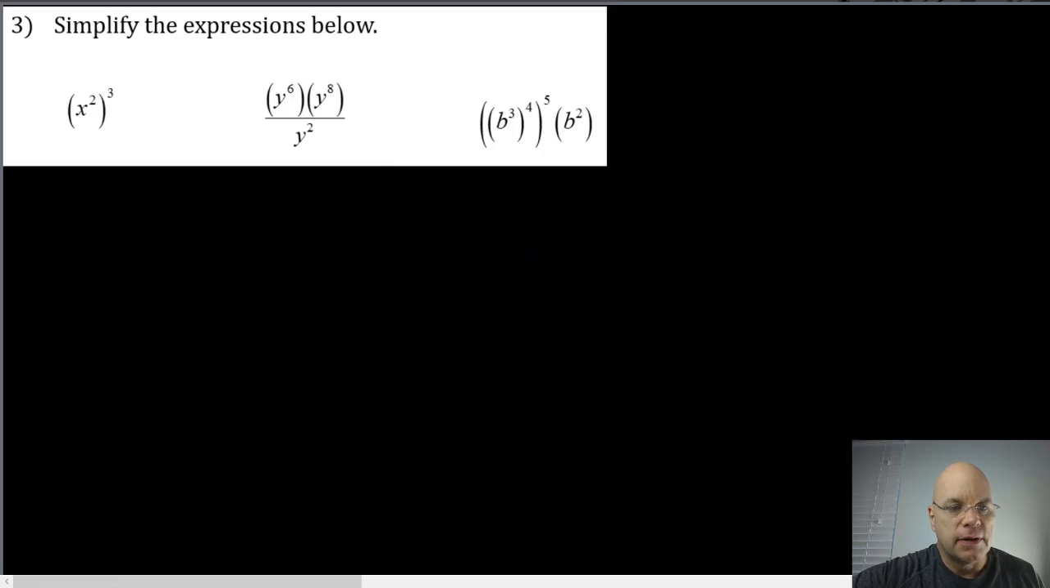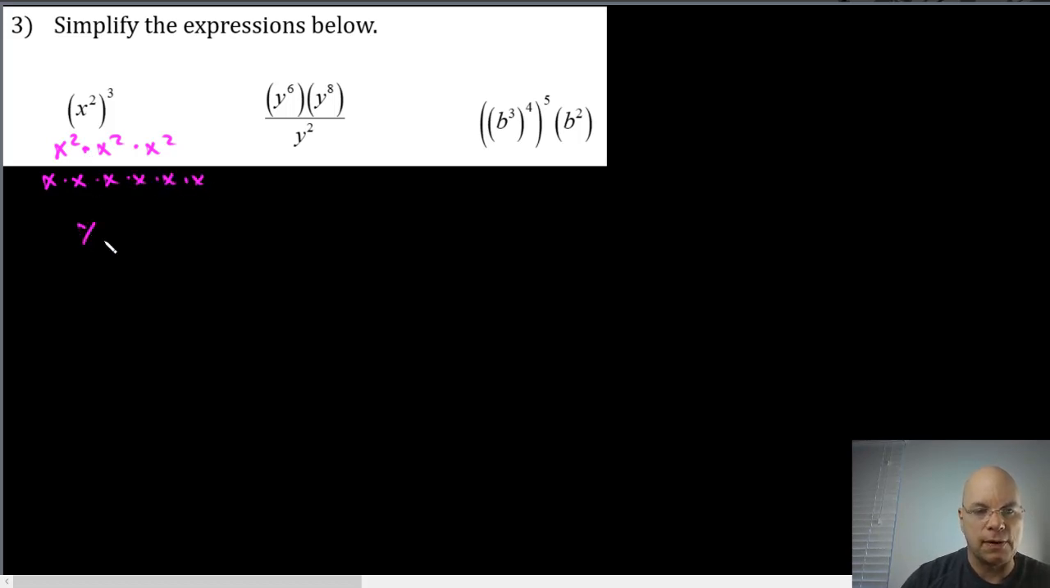Problem 3 asks us to simplify each of the expressions below, and so we're using the laws of exponents that we learned. X to the second power to the third power, when you have a power of a power, where you're multiplying those, because that would be the same as, let me expand it just to remind you why this works. I mean, we're cubing x squared, so I have x squared times x squared times x squared, and if I expanded that even more, that would be 6 x's, so it would be x to the sixth power.